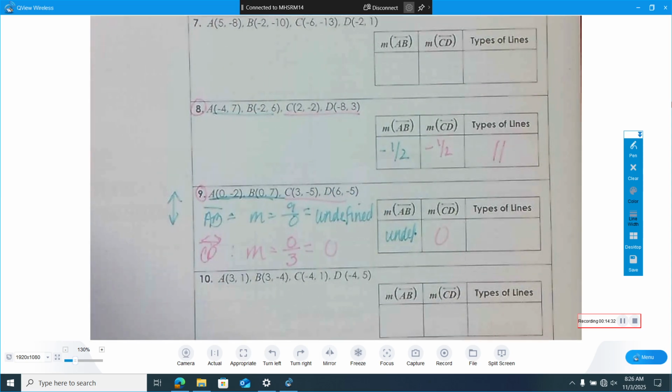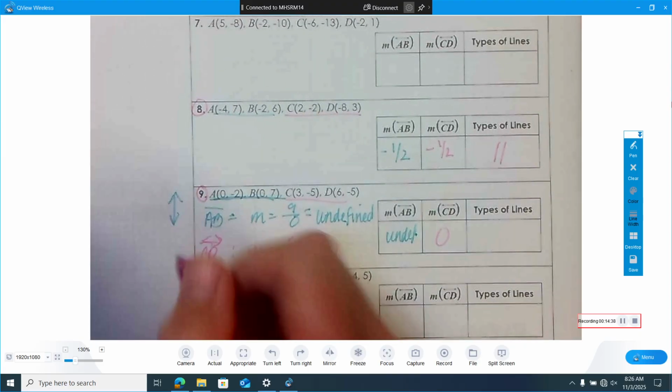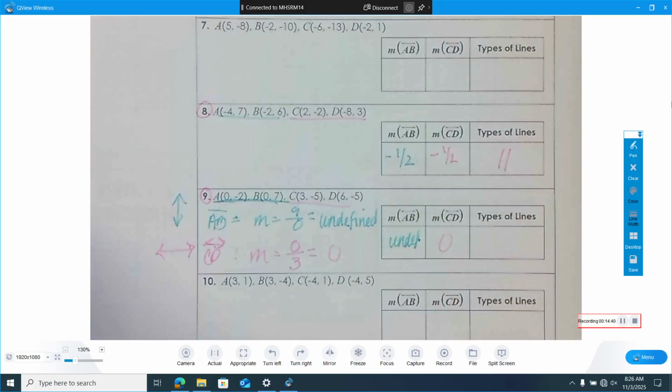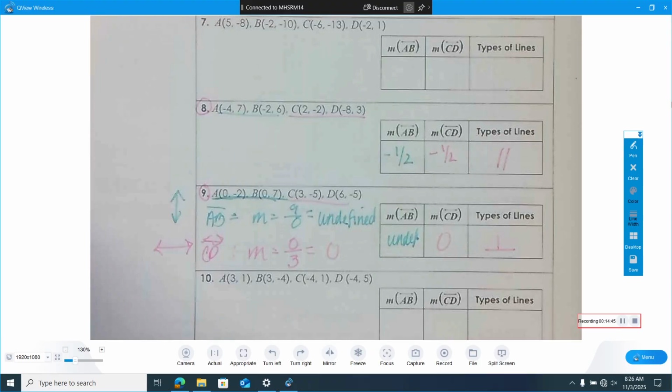Undefined slope. Crazy, fall off a cliff. Like that don't work. No. Okay. And then what does a 0 slope look like? Horizontal. And if one thing is vertical and one thing is horizontal, they must be perpendicular. Okay. Super. Any questions on those? Nope. Okay, super.